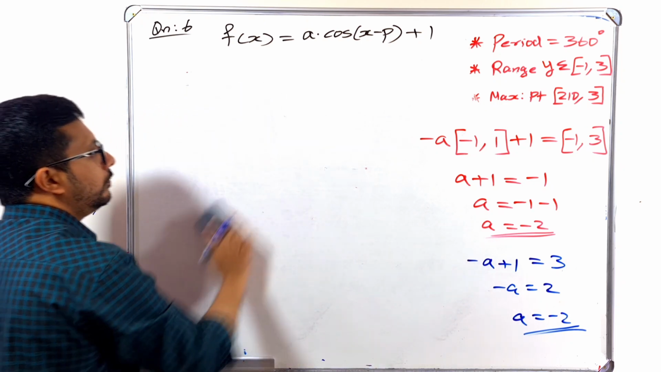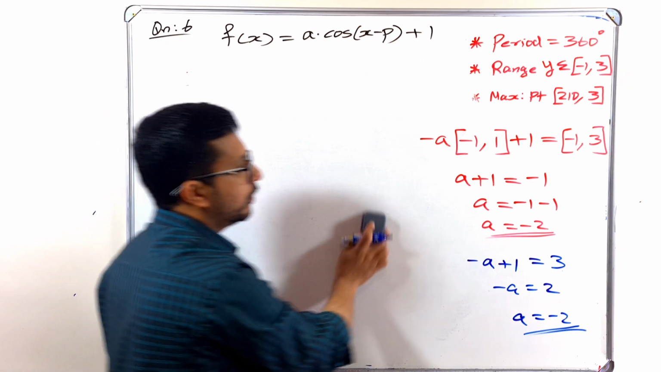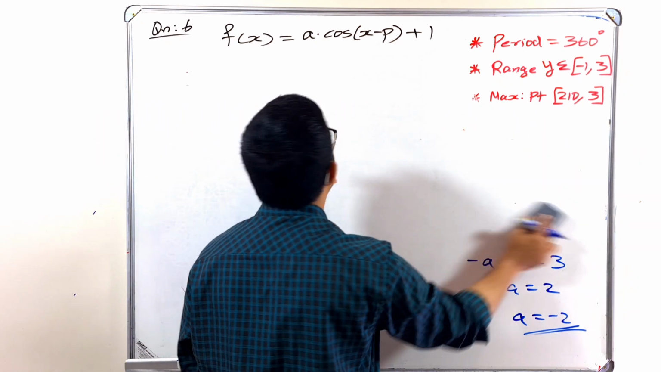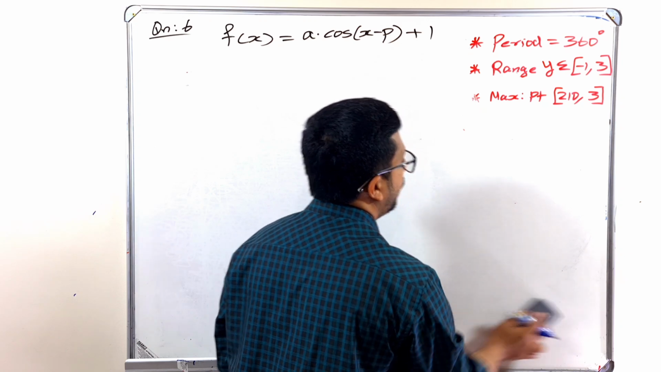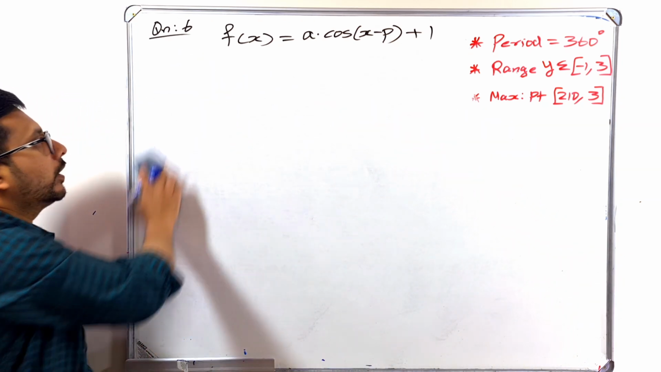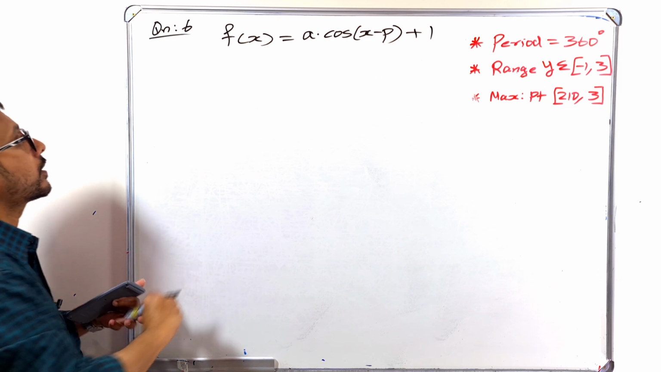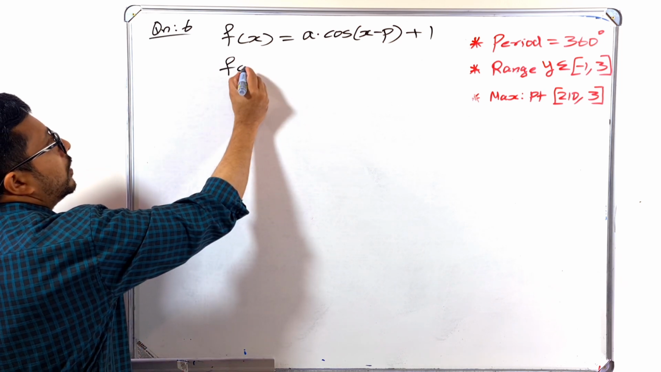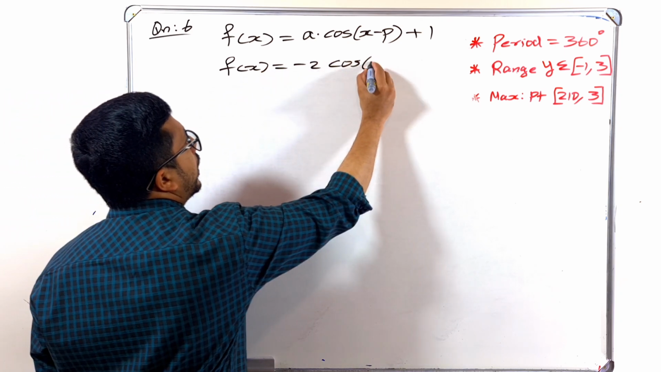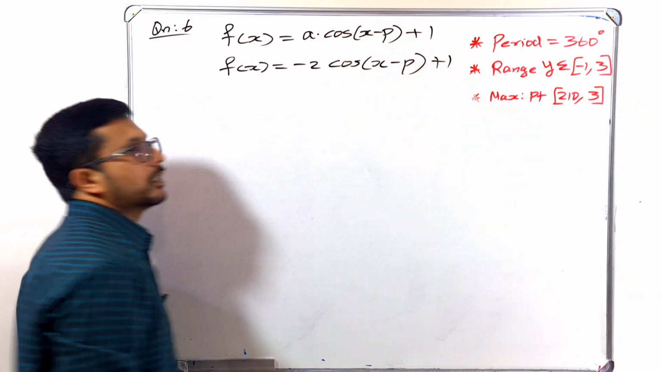Okay, so you have to write this one. Okay, the value of a is -2. So now our equation is going to be f of x is equal to -2 cos x minus p plus 1. Okay, so now our equation is f of x is equal to -2 cos x minus p plus 1. That is our equation now.